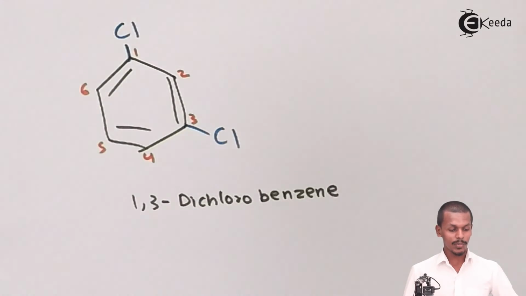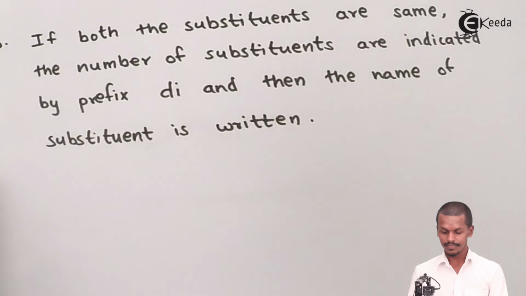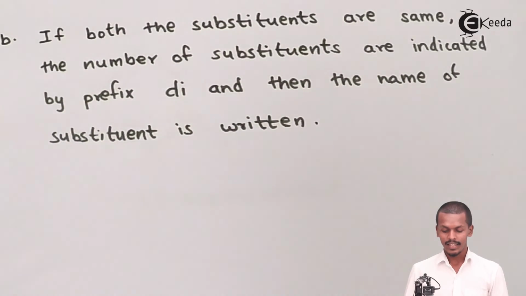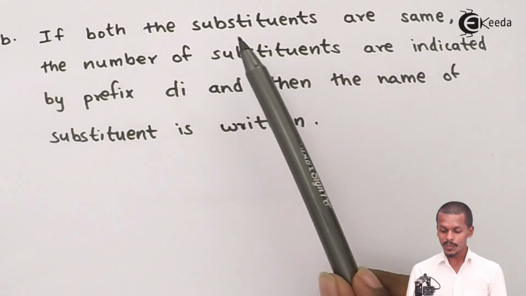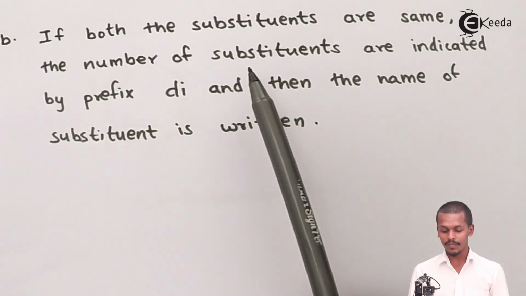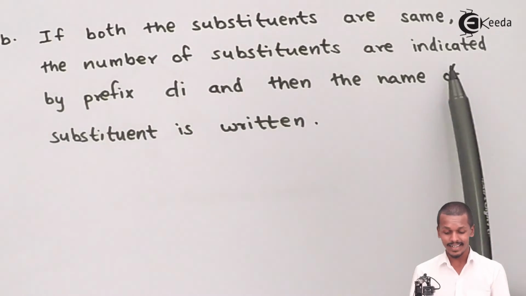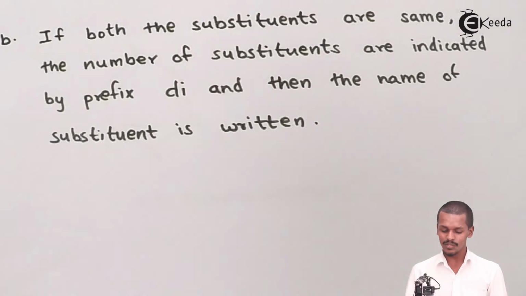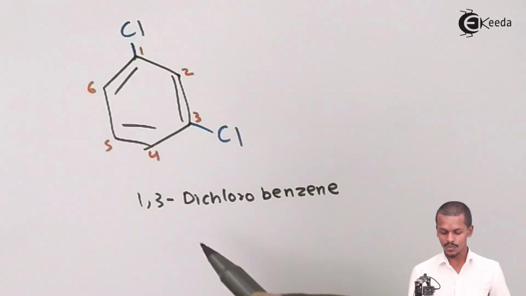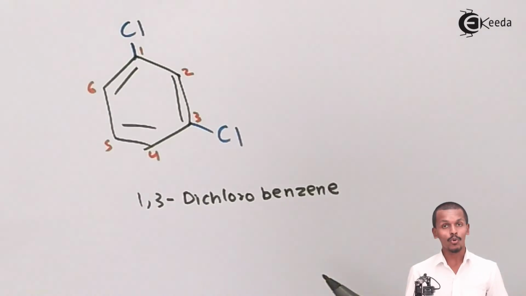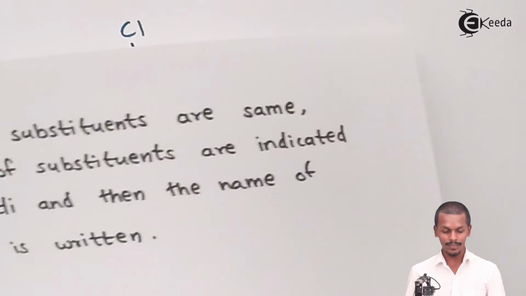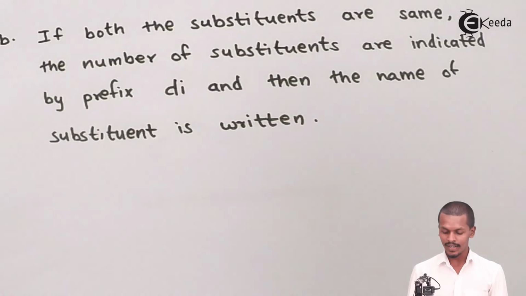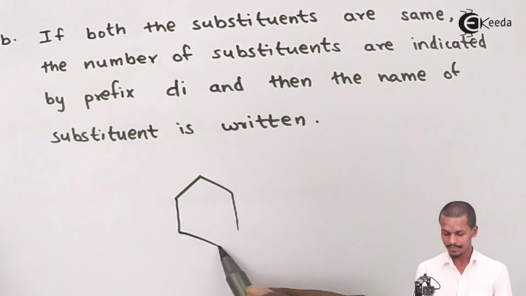Now let us talk about the other one. If both the substituents are the same, then the number of identical substituents is indicated by the prefix di, and then the name of the substituent is written. That is what we have done here, 1,3-dichlorobenzene, as we have mentioned over here. We could also give another example like this one.